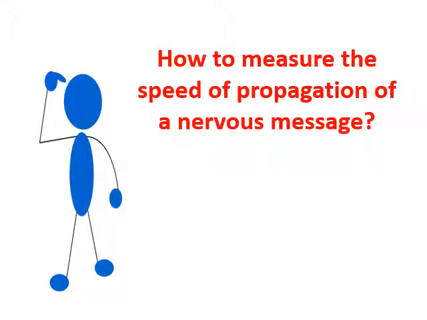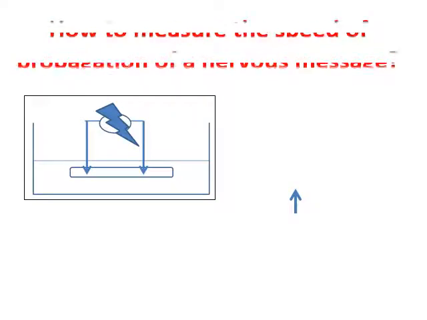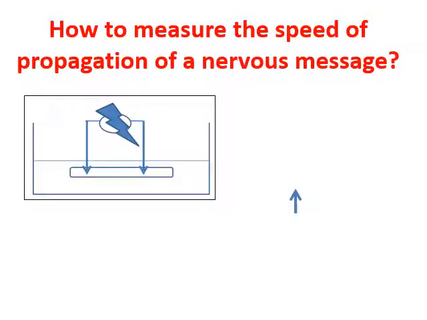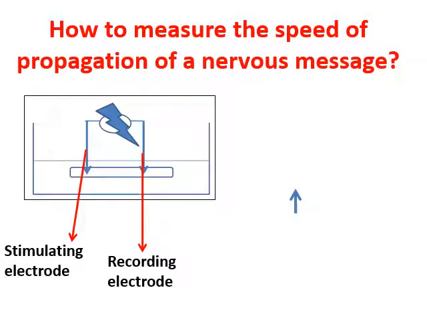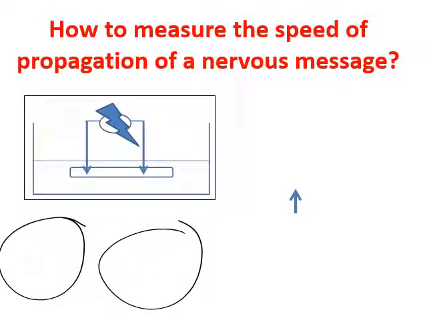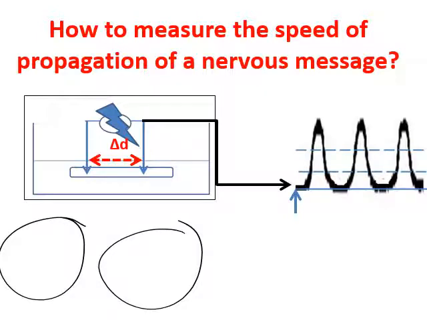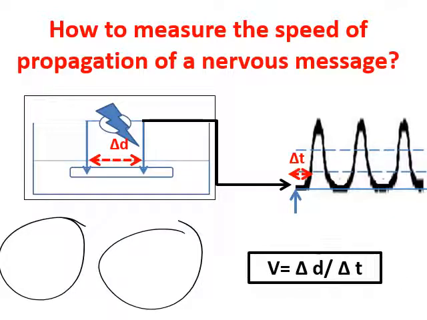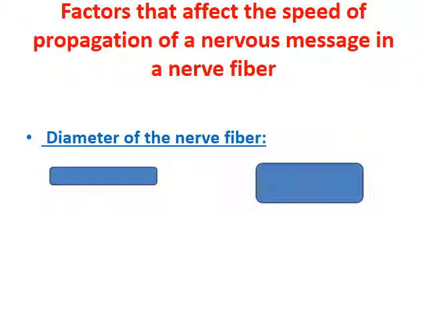How to measure the speed of propagation of the nervous message? Here we have a stimulating electrode and a recording electrode. This is delta D, the distance between these two electrodes, and delta T is the time between each response. So V, as you know, is equal to delta D over delta T, distance over time, as in physics.